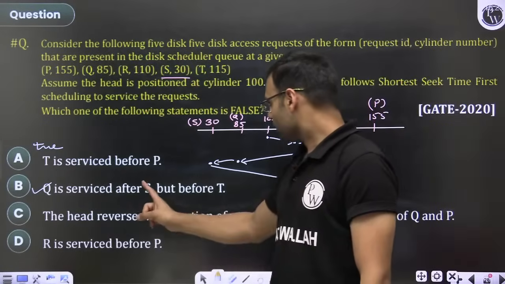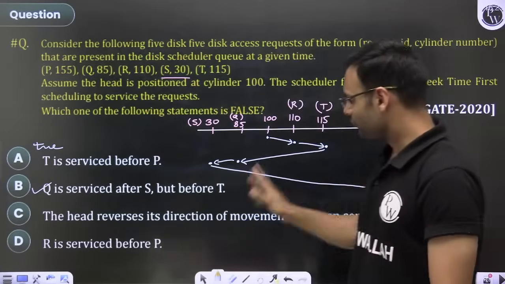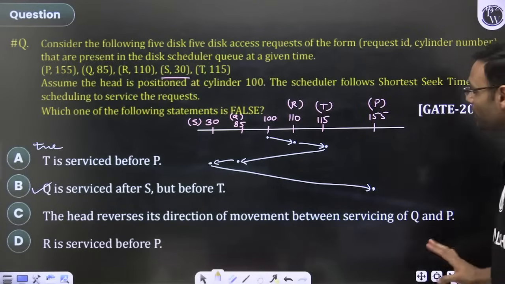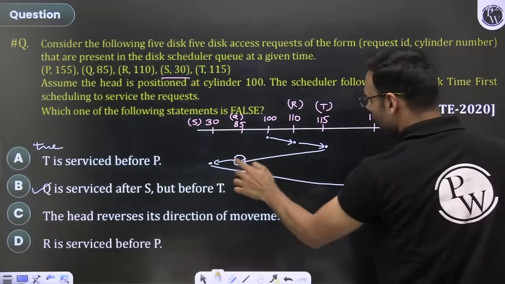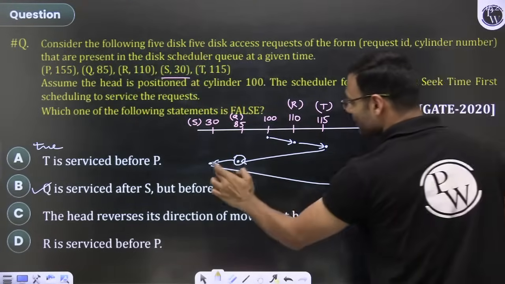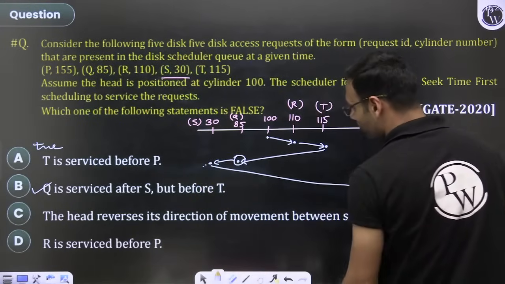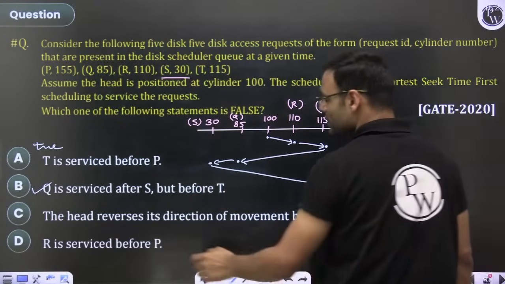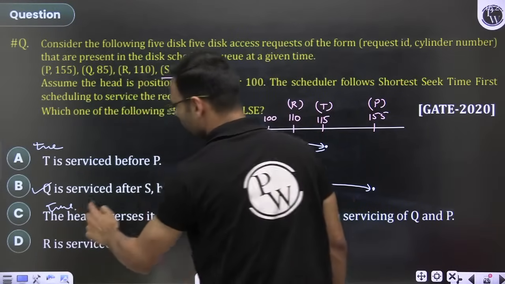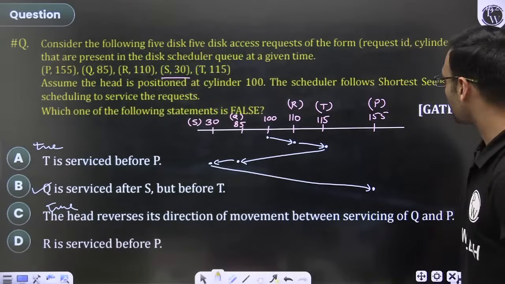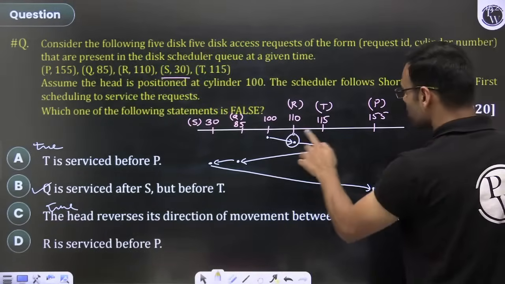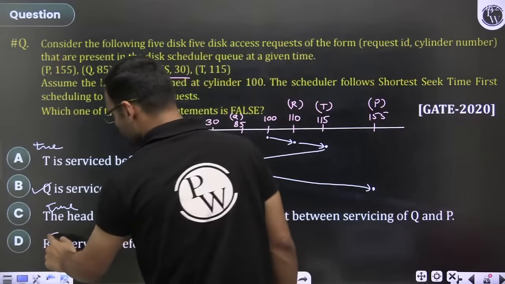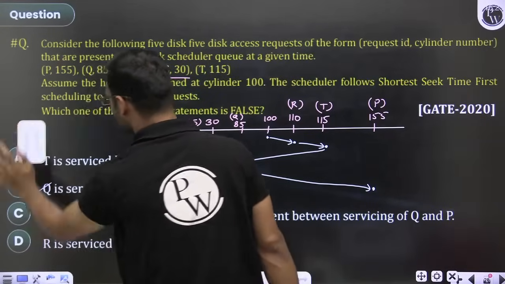Next, the head reverses its direction of movement between servicing Q and P. Where is Q? Here, and P here. Between that, yes, direction change happens at 30. So yes, it is true. Next, R is serviced before P. True, of course. So only one option is false, which is option B.